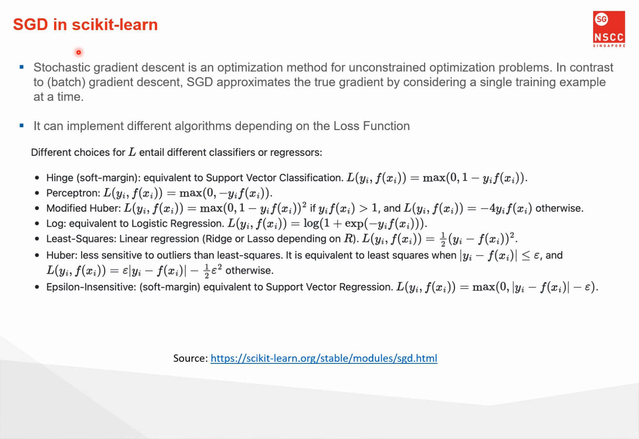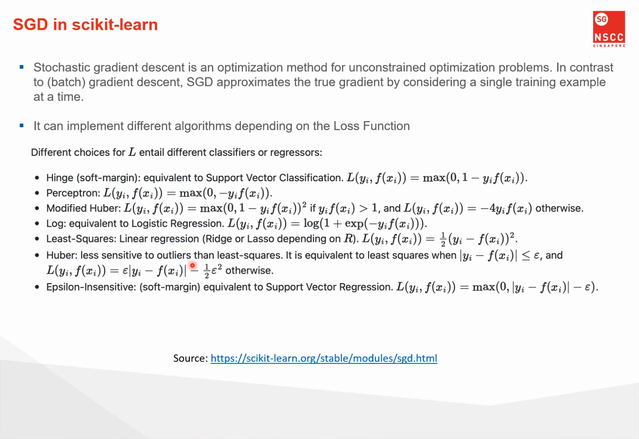So in scikit-learn, SGD is an optimization method for unconstrained optimization problems, and we can implement different machine learning algorithms depending on the loss function. This was mentioned before. If you use the hinge loss, we can implement a support vector classification. If we use a perceptron, we can use the max loss function. If you use a Huber loss, you will get a slightly different function. And if you use the log loss, we get logistic regression. If you use the least square, we get linear regression.